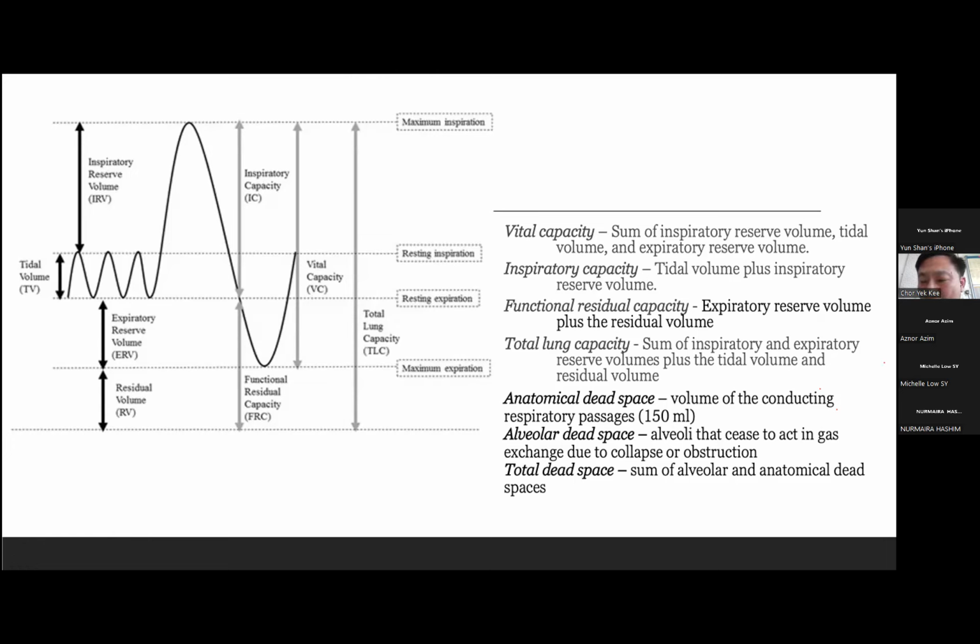Another thing, just now you said the functional residual capacity, in a way, is the best volume that you want to ventilate in high frequency, for the best ventilation perfusion, and that is at the chest X-ray expansion of between 8 to 9 ribs. Is that so? Yeah, correct. That's what we are aiming for and trying to achieve for high frequency.